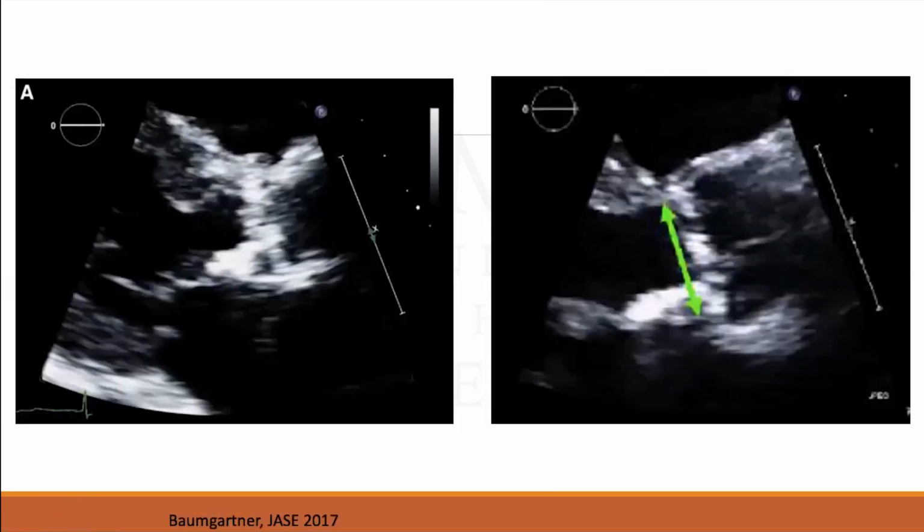The aortic valve annulus can be tricky because it can also be calcified. The LVOT can be calcified right here. You're supposed to measure through that calcium.